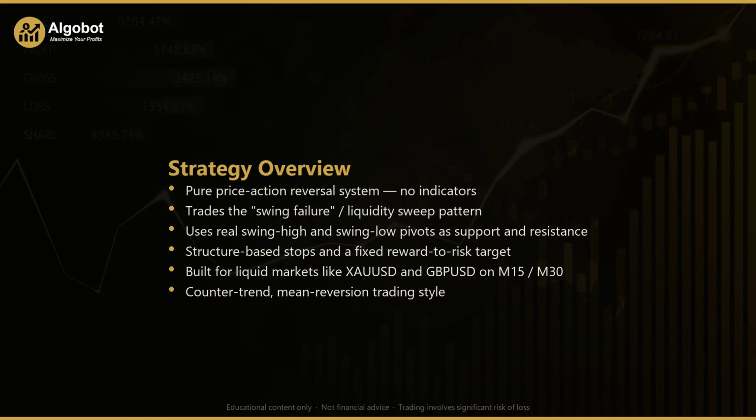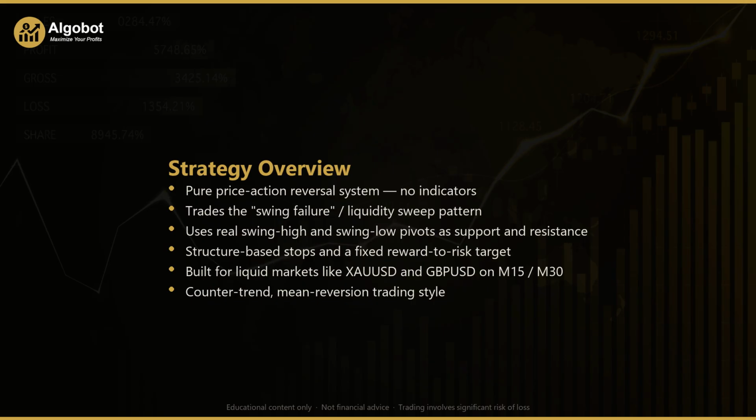Let's dive in. So what exactly does swing failure reversal do? At its heart, this is a counter-trend reversal strategy built entirely around horizontal support and resistance. But here's what makes it different from most systems you'll see. It doesn't use a single technical indicator. There's no relative strength index, no moving average crossover, no Bollinger Bands. Everything this expert advisor decides is based purely on raw candlestick price action and the location of recent swing pivots.